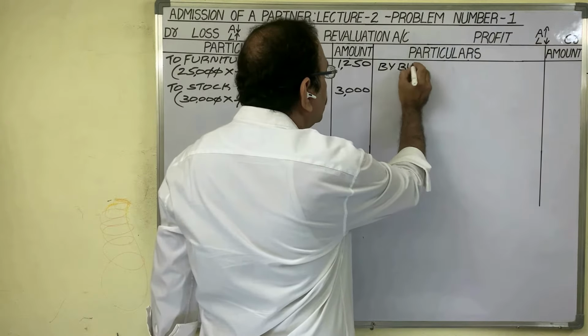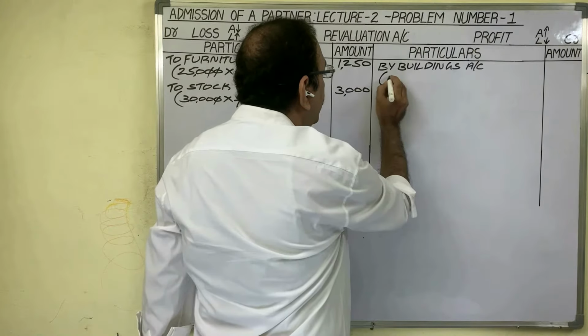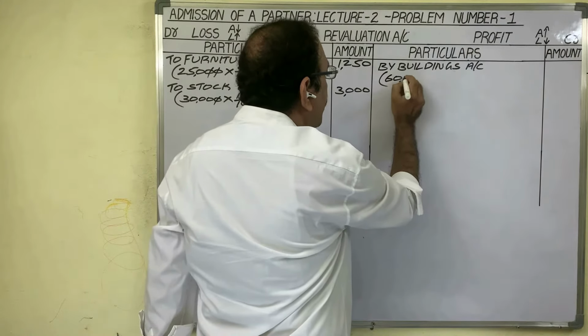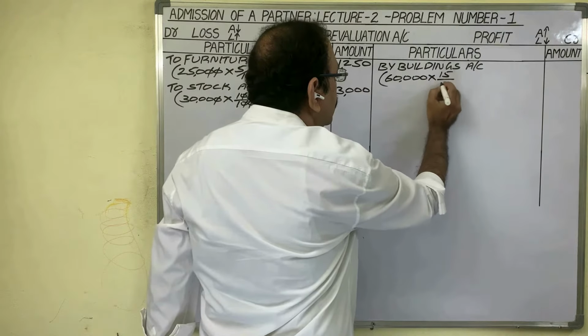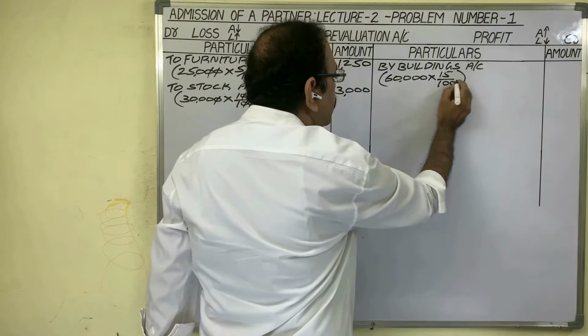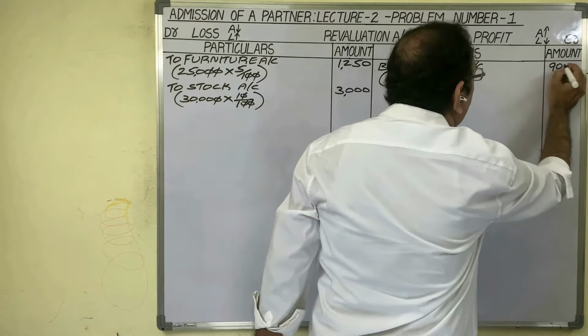So this 15% increase, credit side we have to show. With by we have to start. By building. In bracket show the calculation. Building value 60,000 rupees. 15% is increased. 9,000 rupees in outer column.